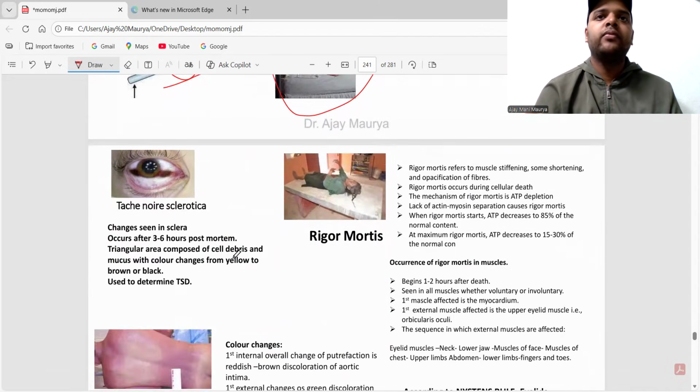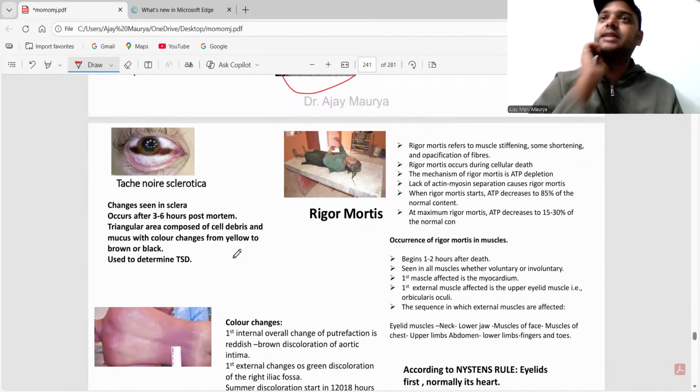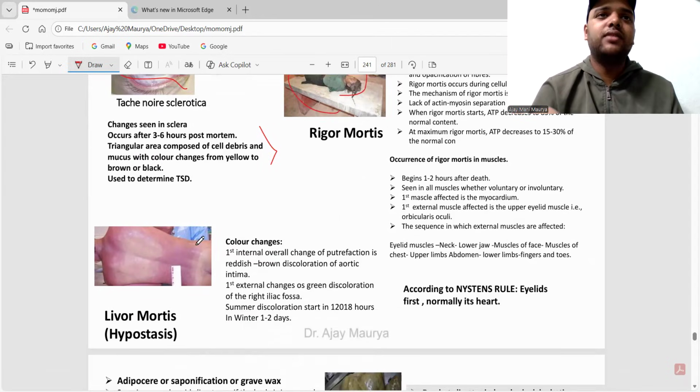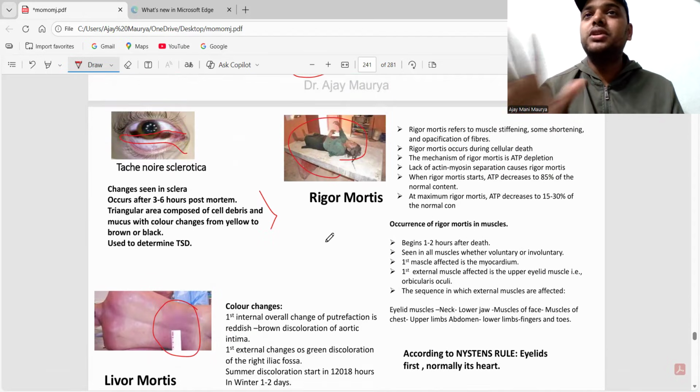Okay, next one. Study smart, go with only images. This is tache noire of the sclera. If you want to know more, then study this one. This is rigor mortis. This is the livor mortis, where the color just changes here. If you want to go into detail, then go, or else there is no need.